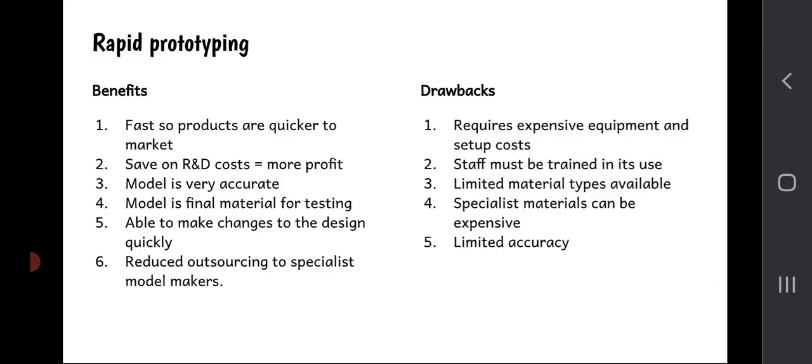In terms of the benefits and the drawbacks of rapid prototyping, the benefits are that it was quick to do. We could discover, as designers, what worked about our designs and what didn't work and fix them really quickly, so we could get products to market a lot quicker. They were cheap, so we could save on R&D costs, which meant more profits for the company. The rapid prototyping or the 3D printed model would be very, very accurate. Quite often we could rapid prototype something in the intended material, so we could machine or mill out solid aluminium, or we could sinter or 3D print plastic or metal as well.